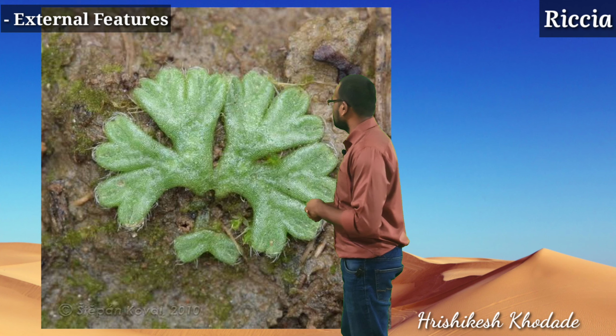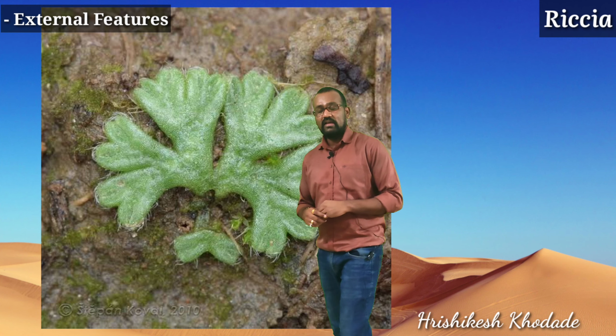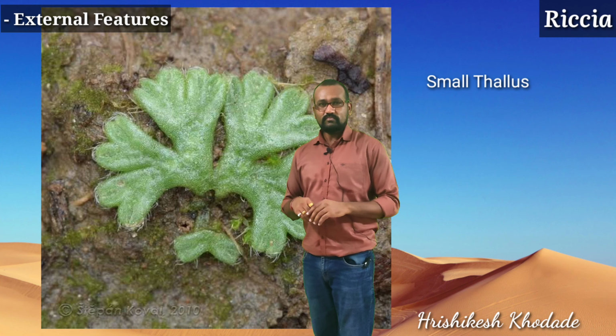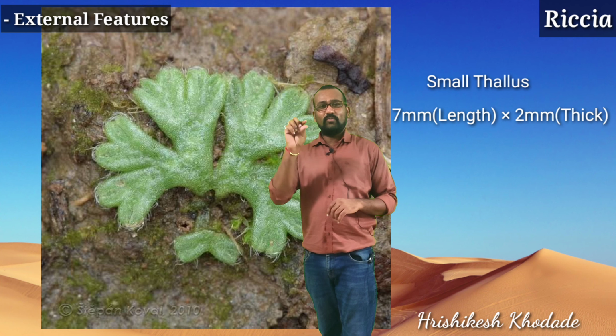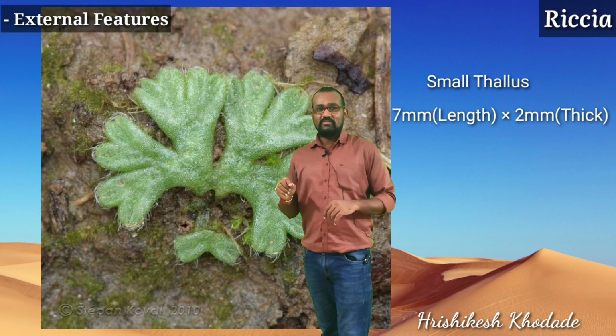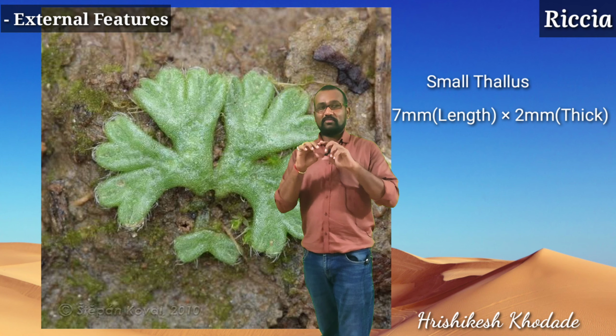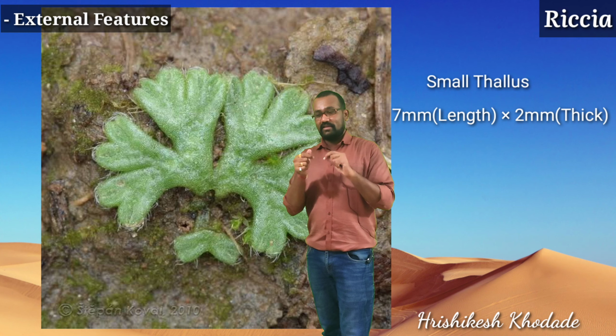Here on the screen you can see the picture of the thallus of Riccia. The thallus is very small, up to 5 to 7 millimeter in length and 1 to 2 millimeter in thickness. So you must have imagined the size of the thallus is very small; we require a magnifying glass to see detail about this Riccia plant.